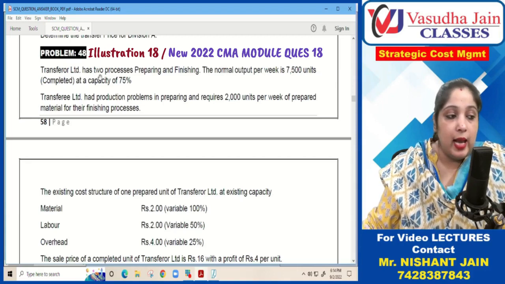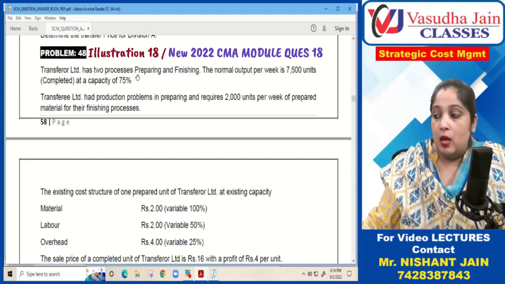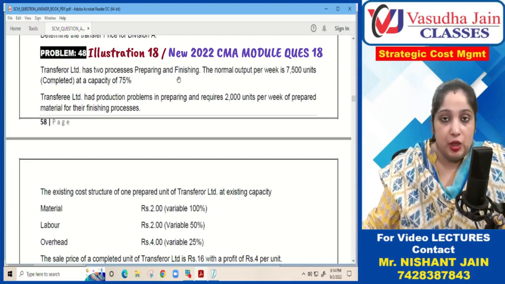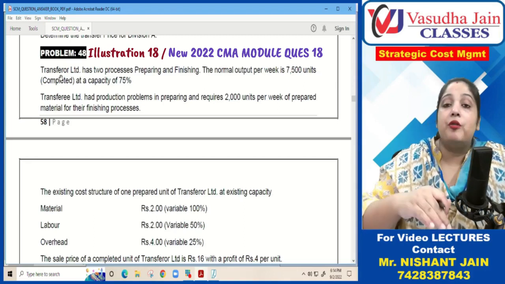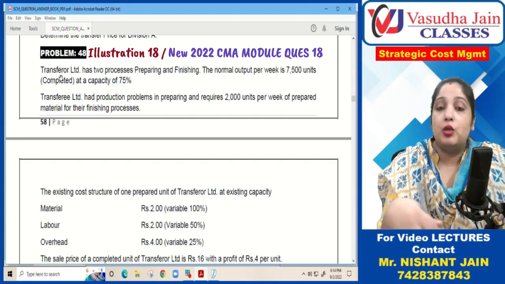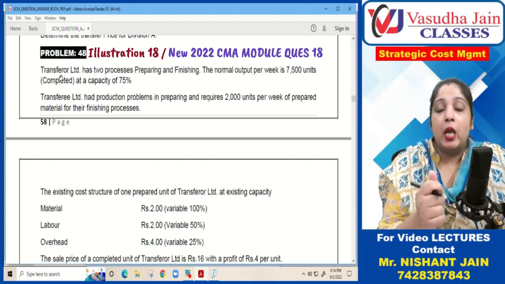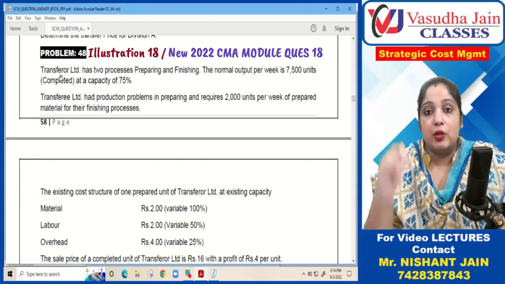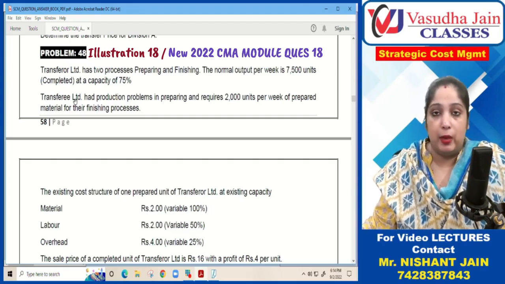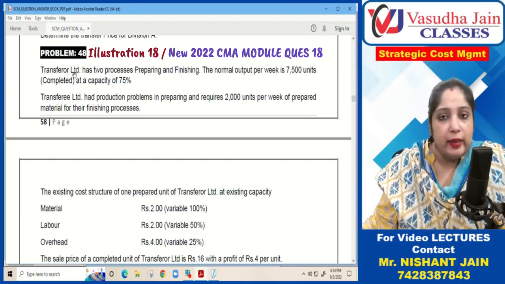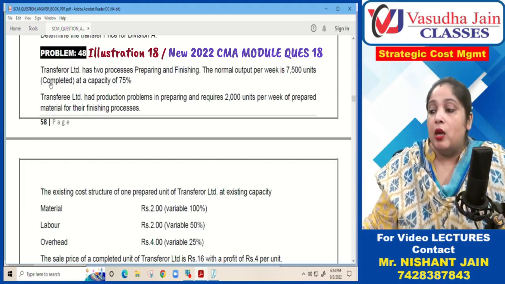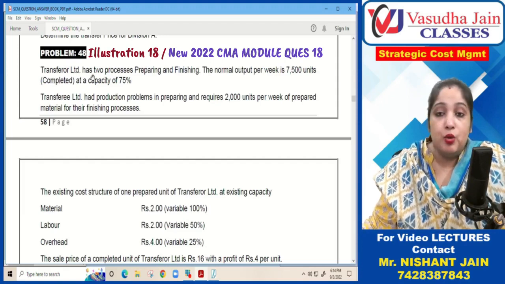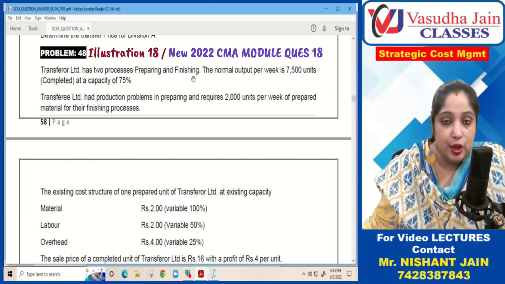Transferor Limited has two processes, preparing and finishing. The division which transfers the goods is called the transferor department, and the department which receives the goods is called the transferee department. Okay. So the word limited is written here, but they're talking about the departments only, because the transfer price word will be used. So Transferor Limited has two processes, preparing and finishing.